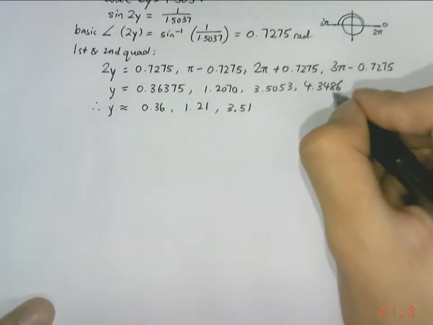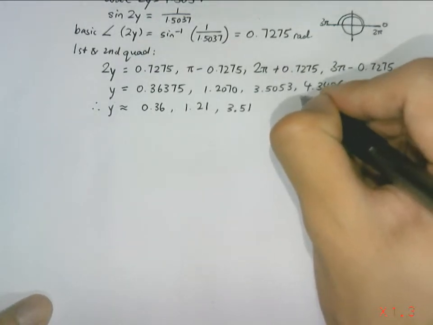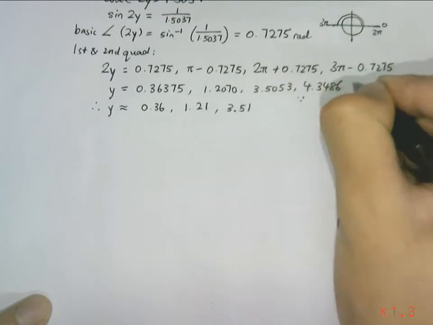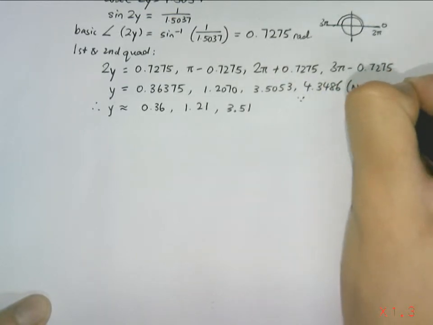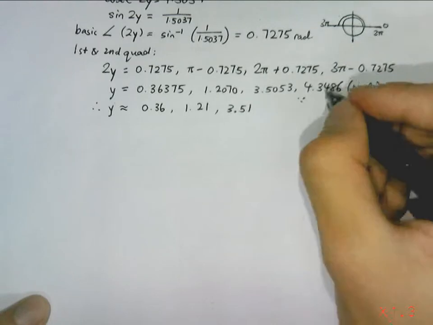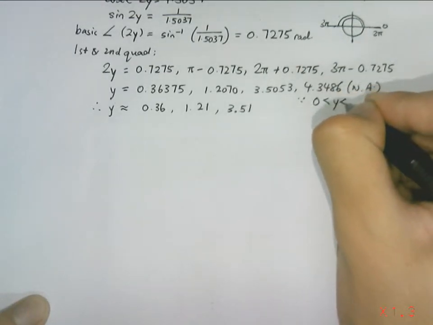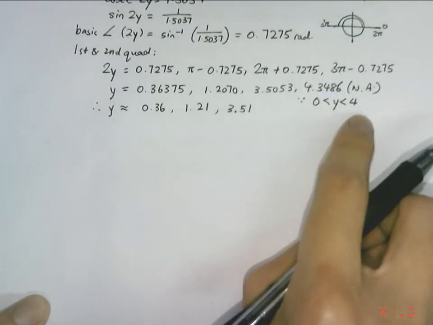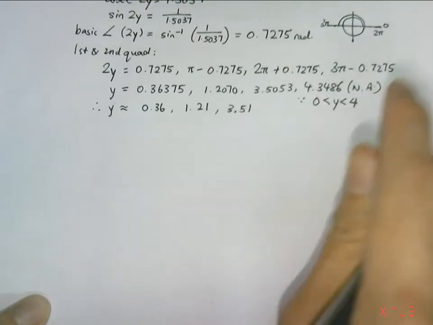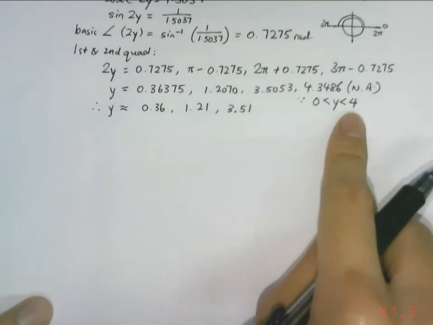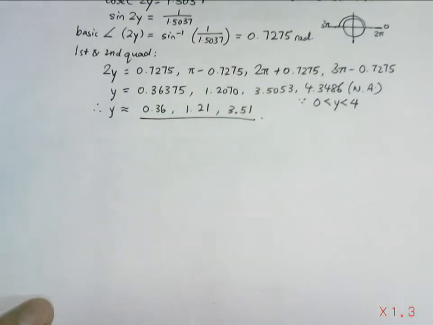Now we can reject the last one, because based on the question, it is not applicable since the angle for y is only between 0 and 4. This is already above 4. So we have to check this portion also from the question. That gives us 3 answers for this question.